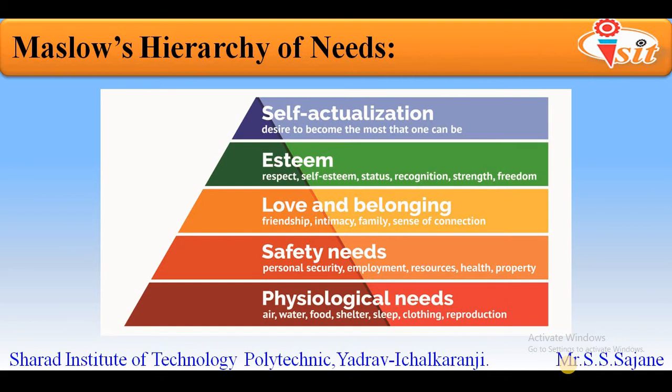The first stage of the hierarchy is the physiological stage, that is the stage which is required to sustain life. It includes breathing, the desire for food, air, water, and all those things. So these were considered to be the basic needs of human life.